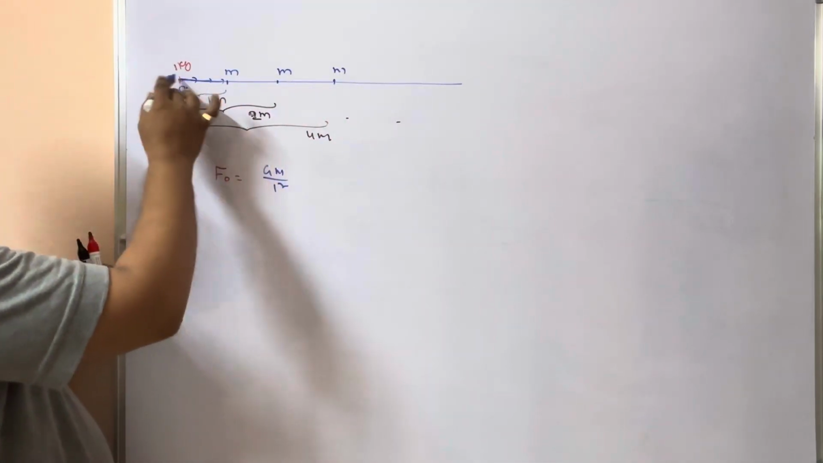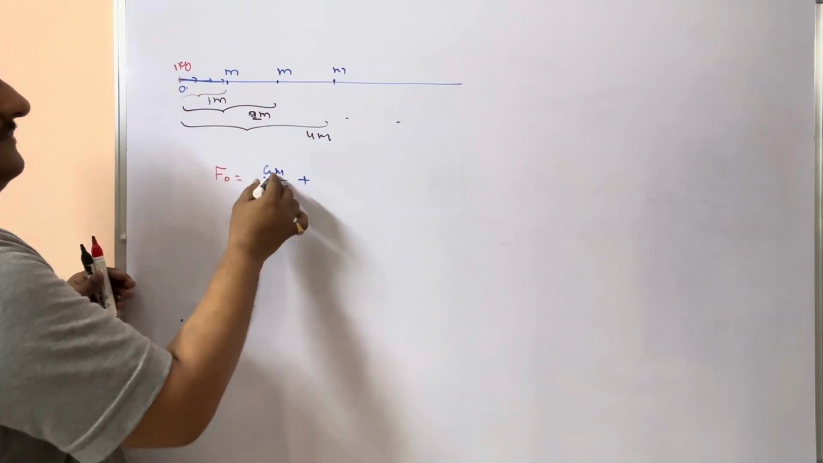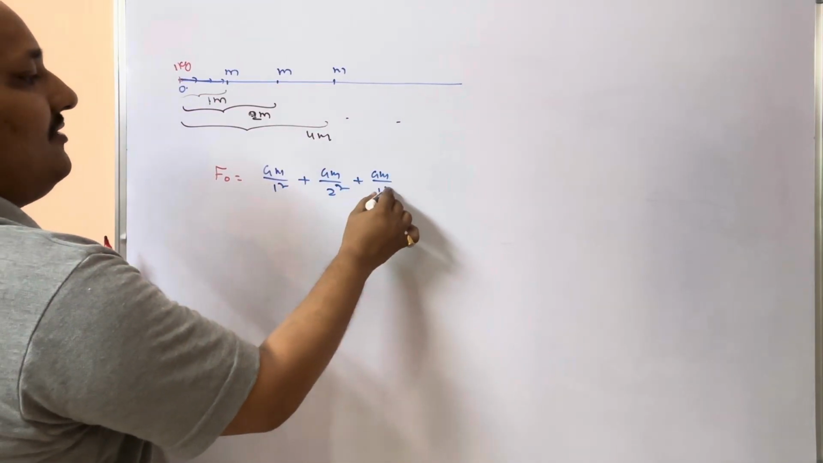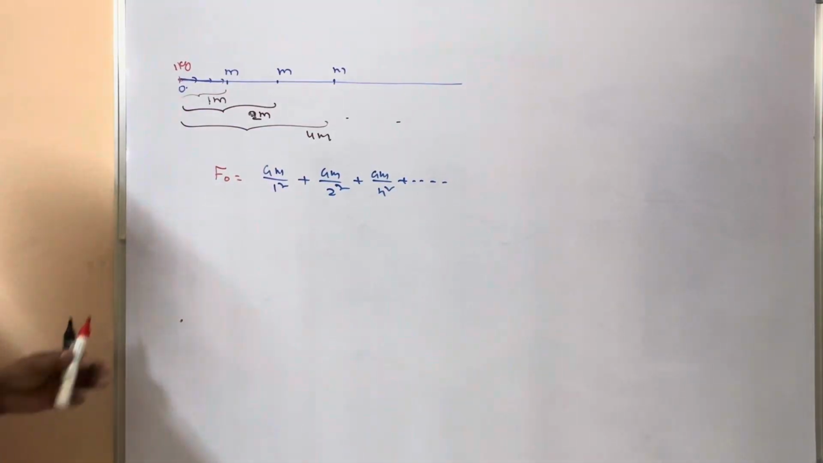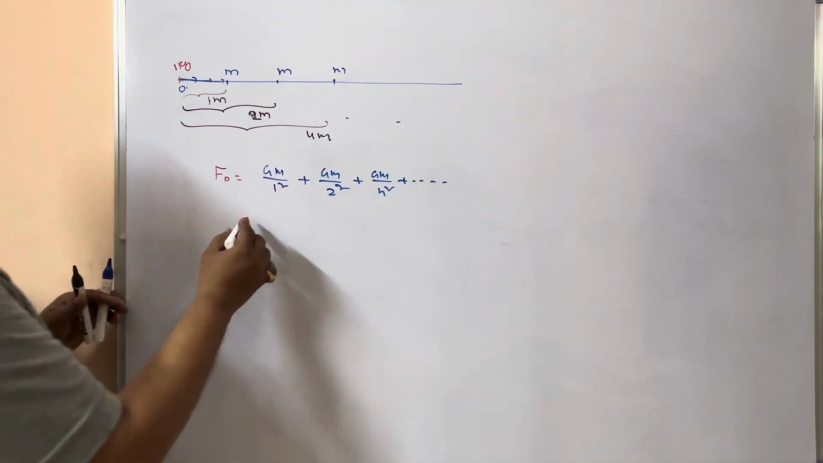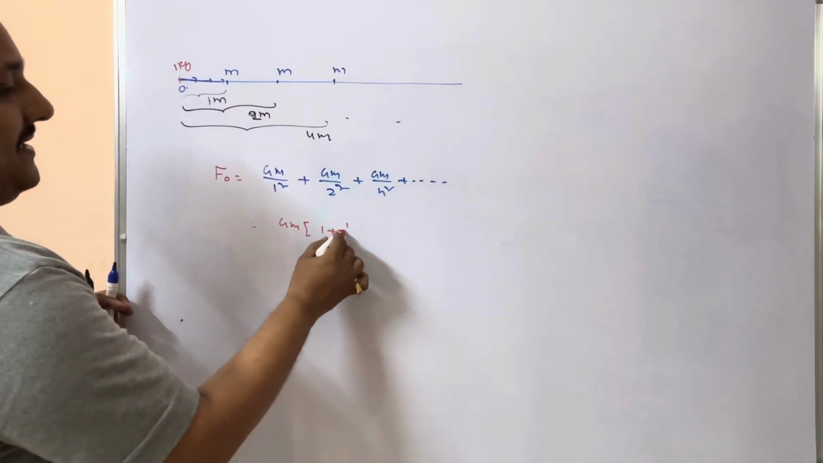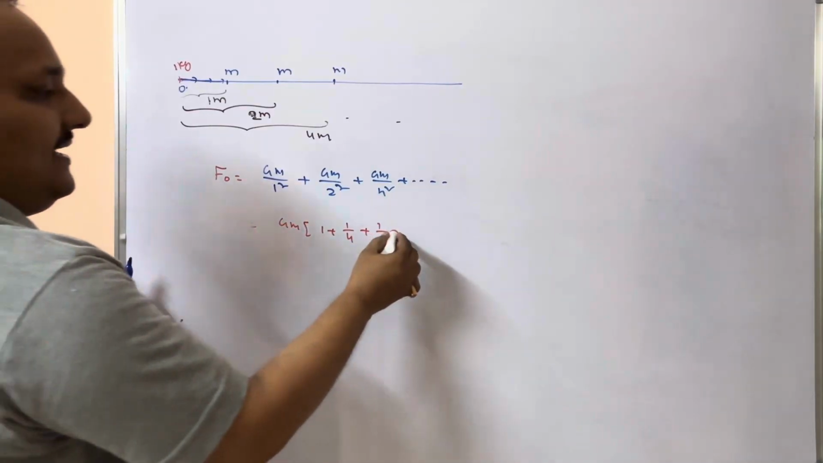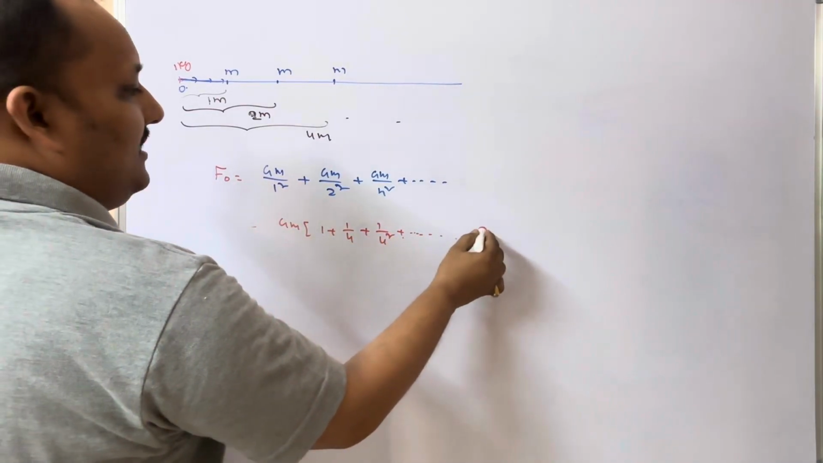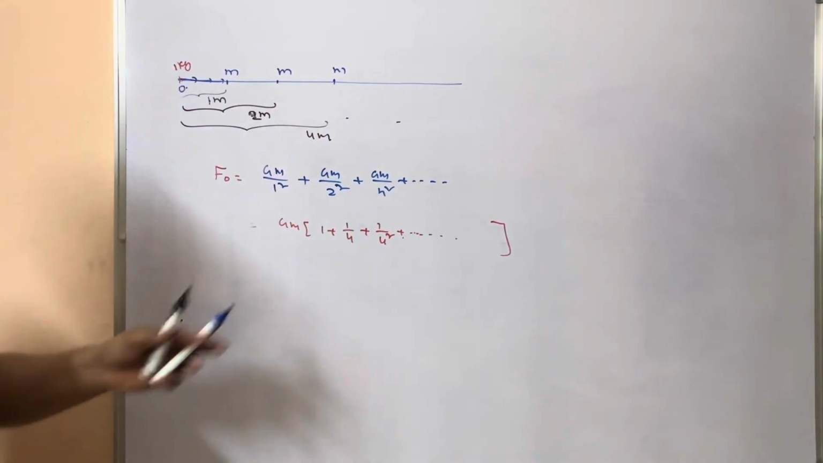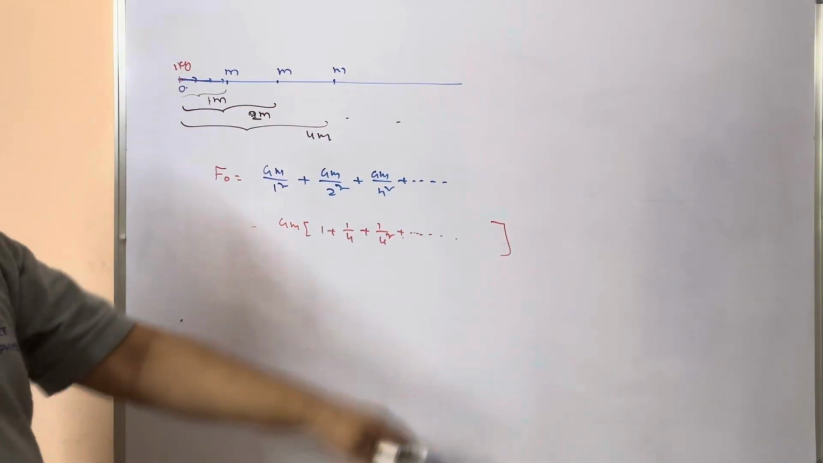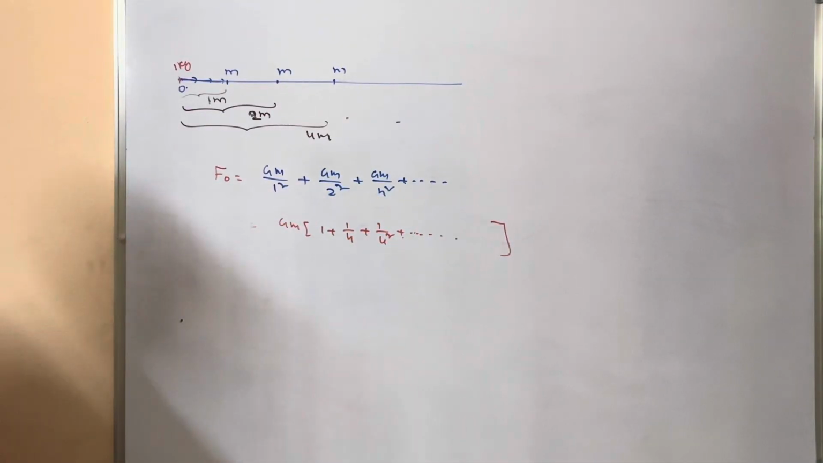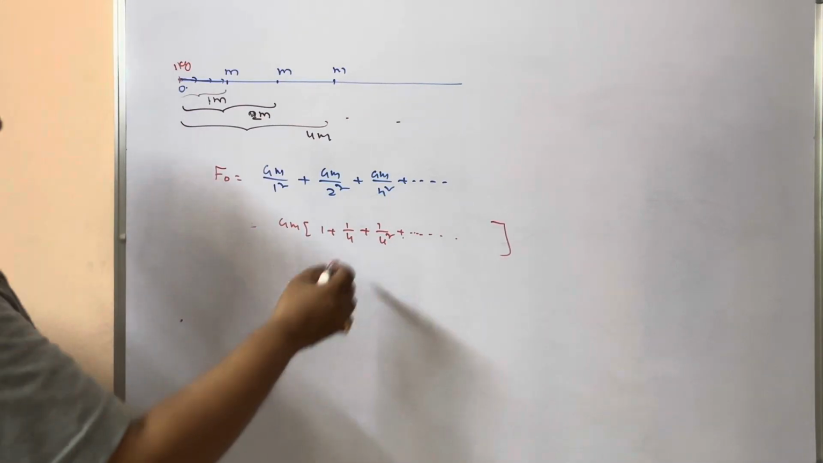So always we have to add, because all are coming in the same direction: plus Gm by 2 square, plus Gm by 4 square and so on. Like that, 8 square, like that they will give. So Gm is common: 1 plus 1 by 4 plus 1 by 4 square, next one 1 by 4 cube. Next one is going to be 8 square, 8 square means 64, so 4 cube, isn't it? Like that it is going to come.